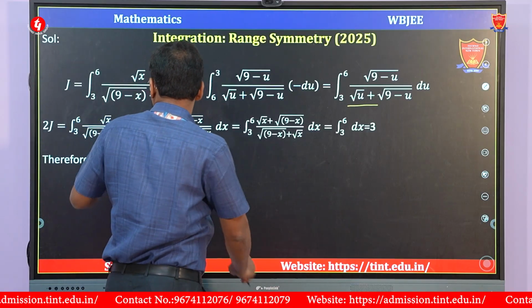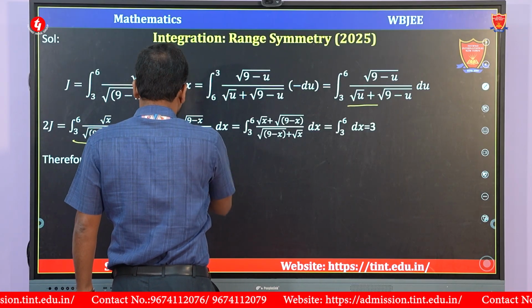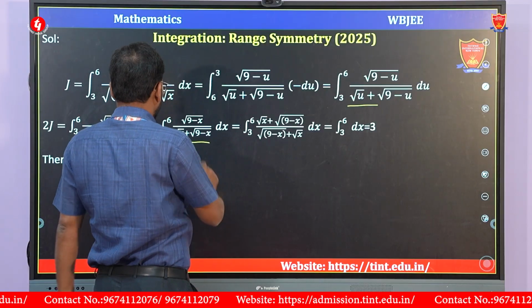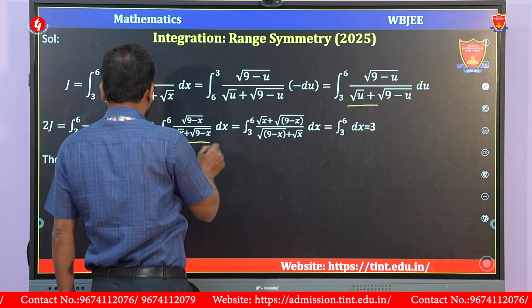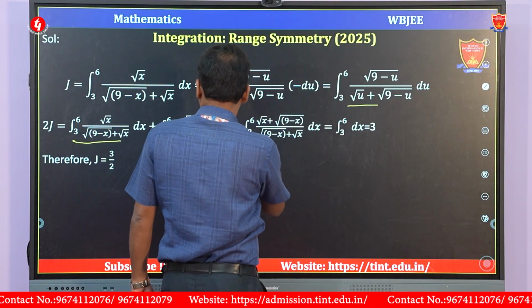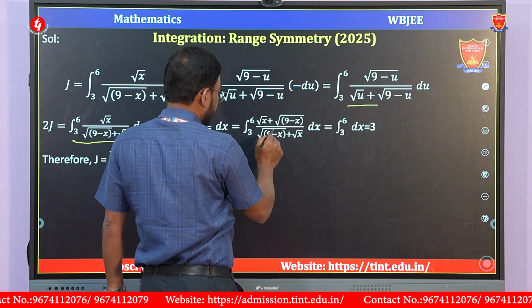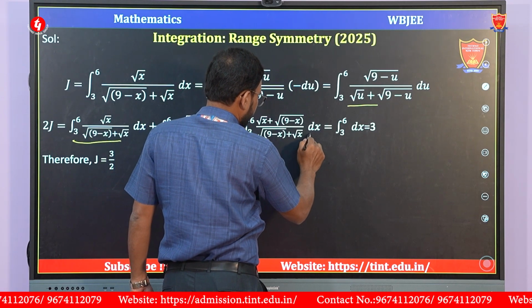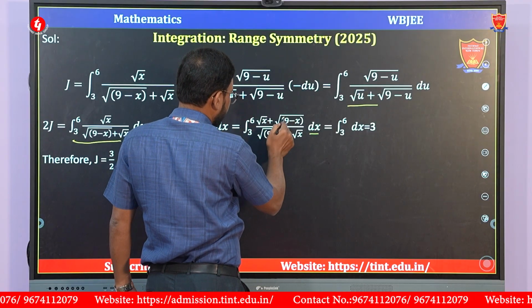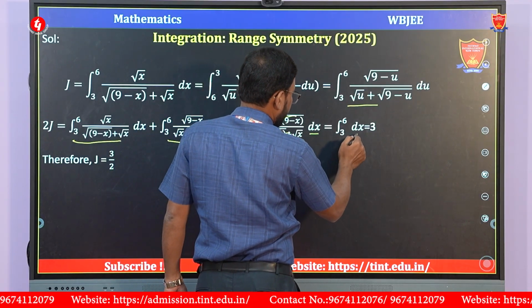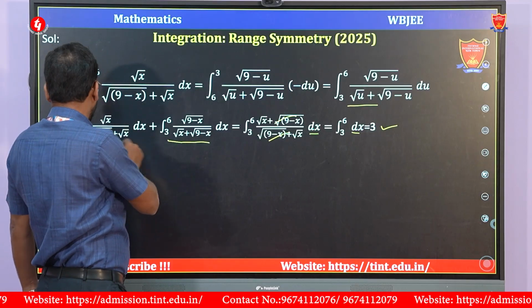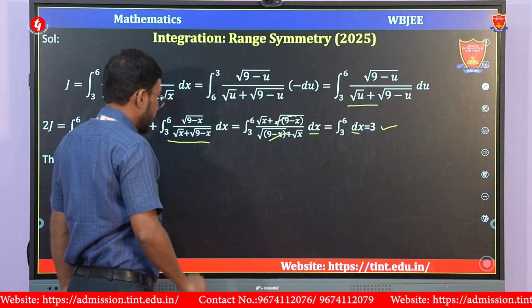Okay. So, 2J means this is plus this, which is already evaluated. So, just interchange the variables. You get that both are the same function. So, square root of x plus square root of 9 minus x by this dx. So, this cancels, that is why this is dx and this integral is 3. Therefore, J is 3 by 2.